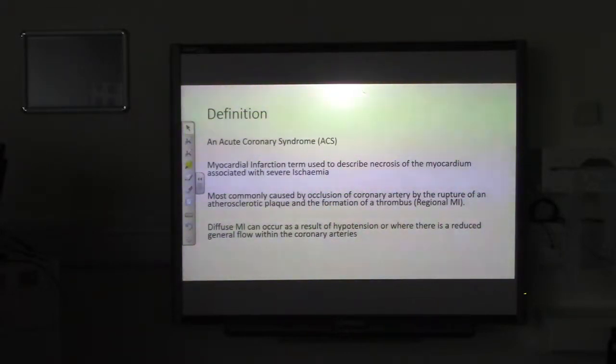If we look at the myocardial infarction term, it's used to describe necrosis of the myocardium associated with severe ischemia. It's most commonly caused by acute occlusion of the coronary arteries, by the rupture of an atherosclerotic plaque and the formation of a thrombus, and that would be classed as a regional MI. Diffuse MI can occur as a result of hypotension or where there is a reduced general flow within the coronary arteries.